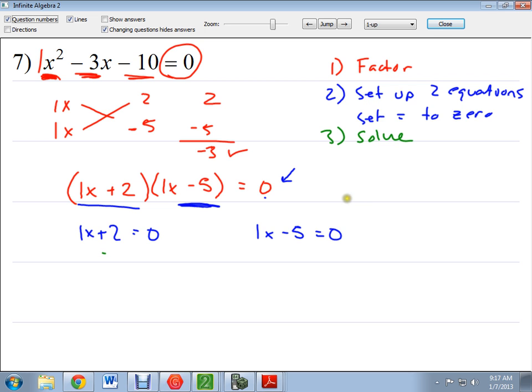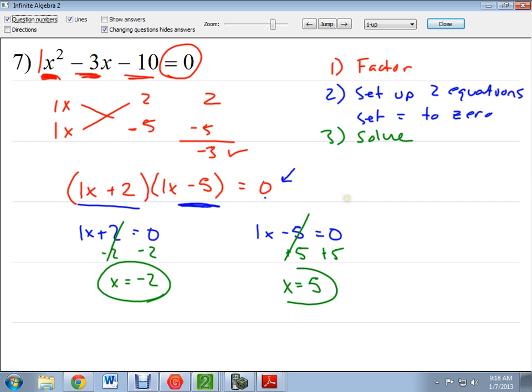So we're going to subtract 2 from both sides and get rid of that. And that'll leave me with x is equal to negative 2. This is one of my two answers. Same thing on the other equation. To get rid of a minus 5, we have to add 5, and that'll get me x is equal to 5. And this is the other solution of my equations. So my solutions are negative 2 and positive 5.